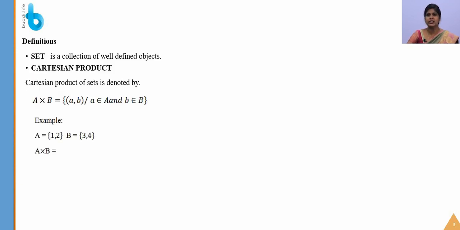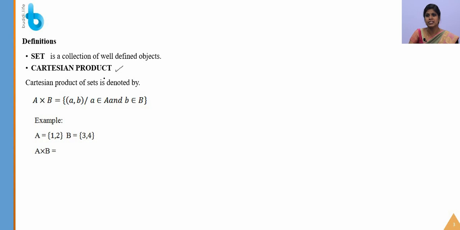So first definition, set. Set is a collection of well-defined objects. In the previous classes and in the lower classes, we have already learned this definition. Why it is insisted on here again is, if a question is given and in the question the set is not properly defined, then you need not go for relations at all. There itself the set is not defined properly. So you can just write that the set is not defined and you can skip the problem. Okay.